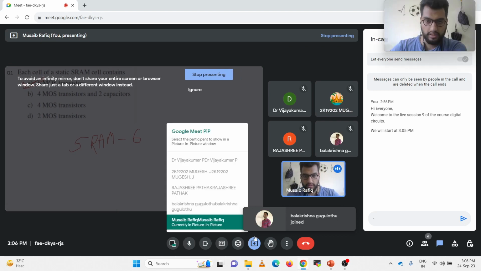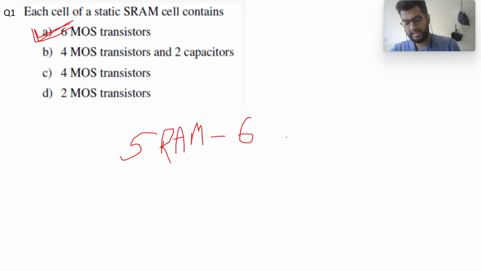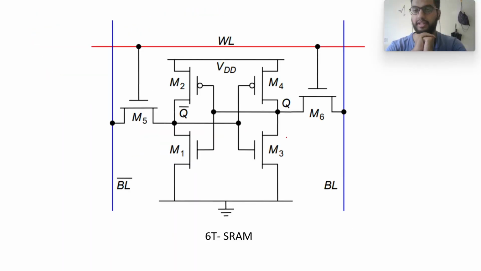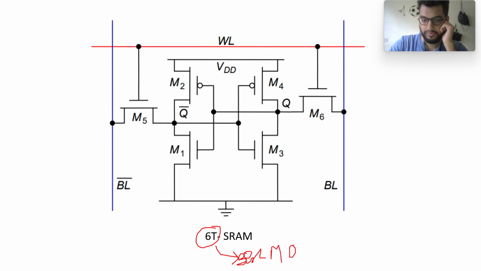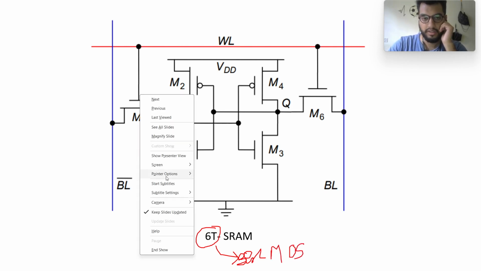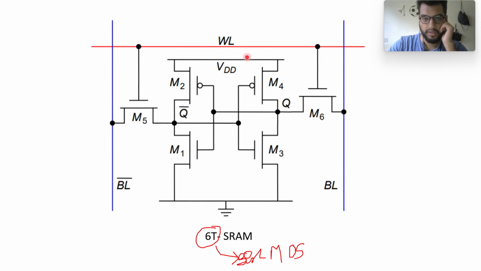So now let's discuss briefly about this SRAM cell. Here we have the circuit for this 6T SRAM cell. The previous question, question number 1 of today's live session, asked how many MOS transistors are there in this SRAM cell. Typically in a 6T SRAM cell there are 6 transistors. 6T here refers to 6 MOS transistors, right? So this whole thing is your 6T SRAM cell.